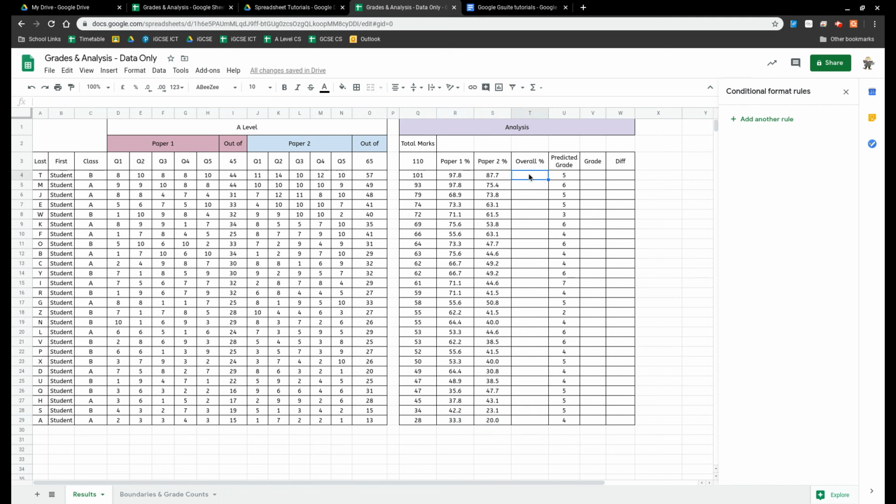So one more left to do. The overall percentage equals the total number of marks divided by the total number of marks for both papers added together. And we're going to multiply that by 100 and do the same thing.